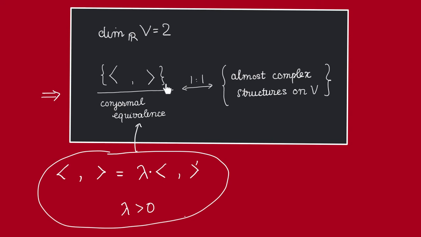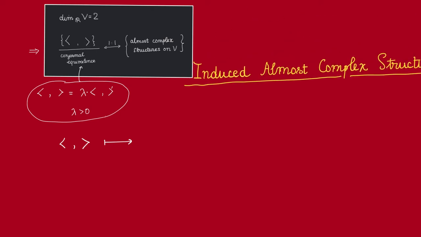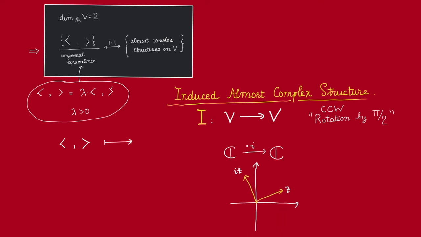So what is this correspondence? Given a scalar product on V, we can define an induced almost complex structure as follows. Intuitively, we want to think of this I as counterclockwise rotation by pi over 2. Where does this come from? Remember, this big I basically corresponds to the multiplication by i map. Now let's recall the geometric meaning of this map in the case of the complex plane. Observe that in that case, multiplication by i just corresponds to counterclockwise rotation by pi over 2.